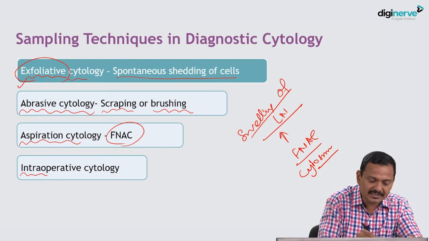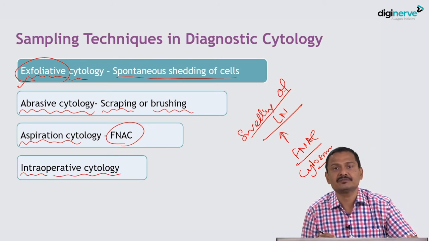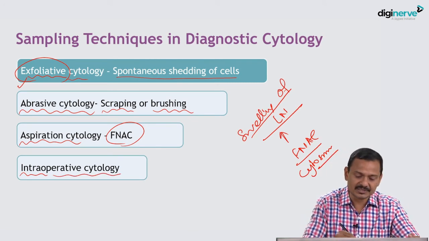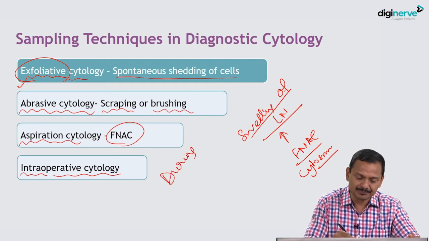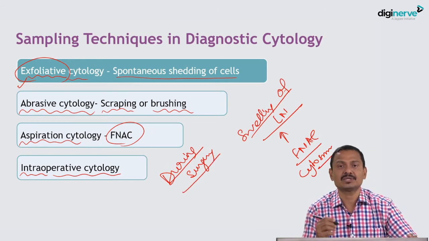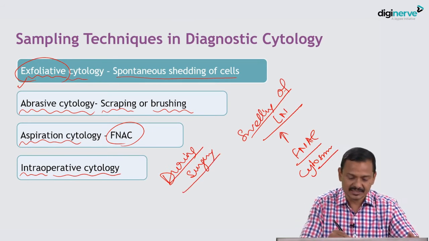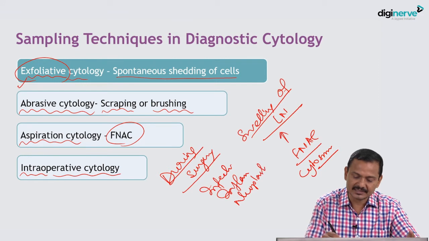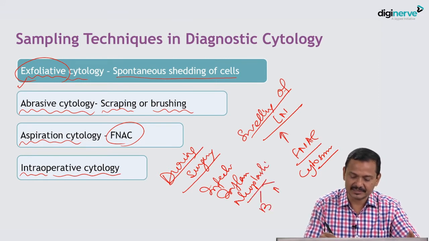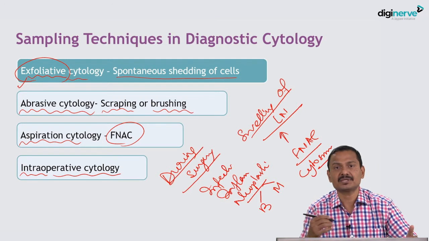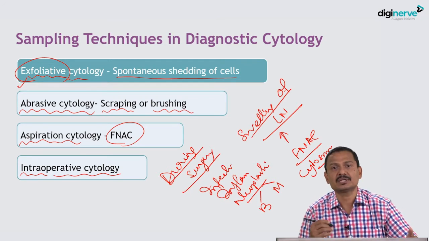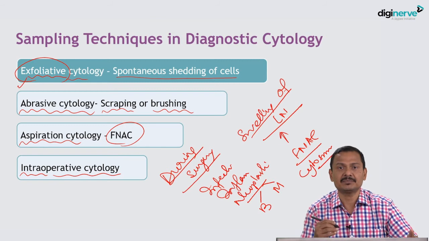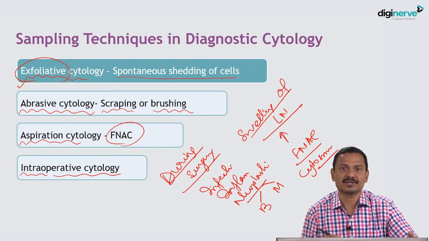The fourth and last is intraoperative cytology. Intraoperative means during surgery. During surgery the surgeon may need the help of a pathologist to decide whether the lesion they are dealing with is infective, inflammatory or neoplastic. If neoplastic, is it benign or malignant? These things will help the surgeon during operation to decide the exact type of treatment that he wants to do for a specific patient.